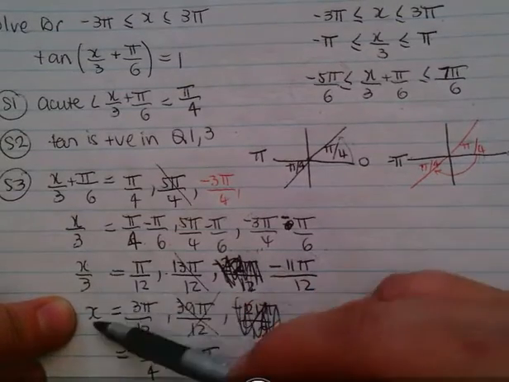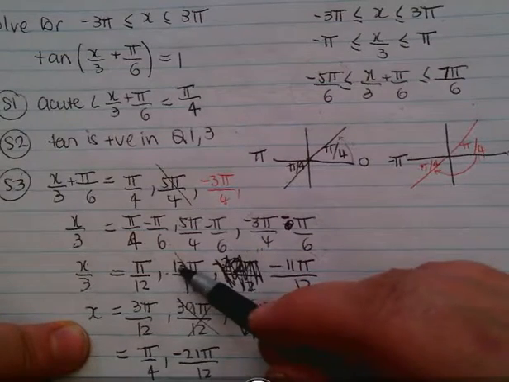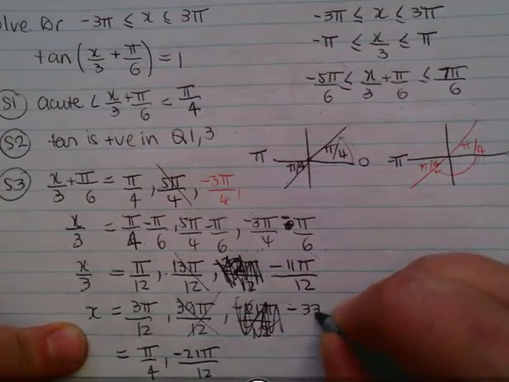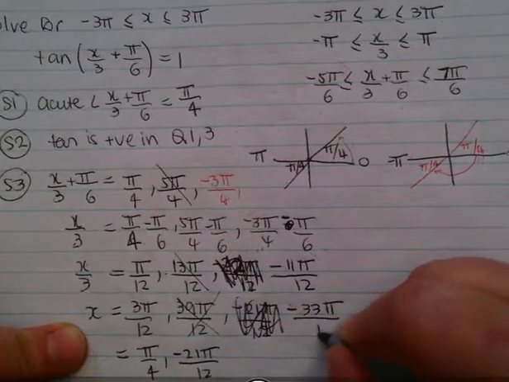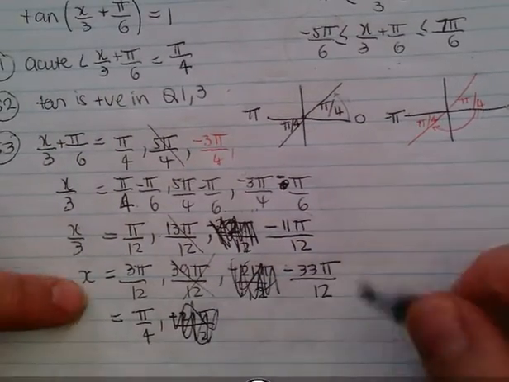And now multiplying through each of these by 3, I would get 3 pi on 12. If I did not realize this was not a solution, I'd get 39 pi on 12. And this last one would be negative 33 pi on 12. And now, sorry, just fixing that one up. Okay, so they're my solutions.